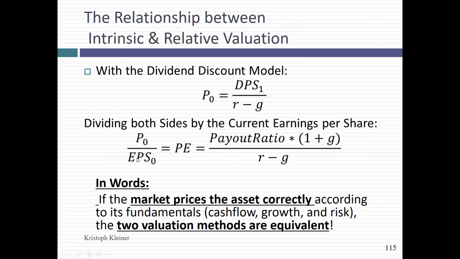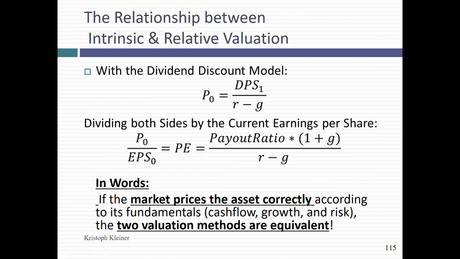If we divide both sides by the earnings per share, on the left-hand side we now have the PE ratio, price at time 0 over earnings per share at time 0. On the right-hand side, we actually have the payout ratio multiplied by 1 plus g over r minus g. To get this, dividends per share at time 1 equal dividends per share at time 0 multiplied by 1 plus g. Then when we divide by earnings per share, we get the payout ratio, which is just dividends per share over earnings per share. In other words, for every $1 in earnings, how much are you paying out in dividends?